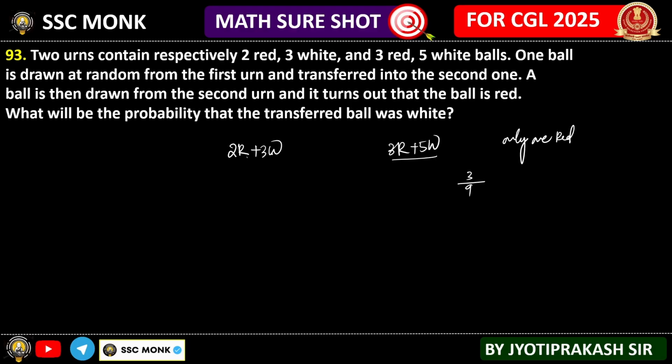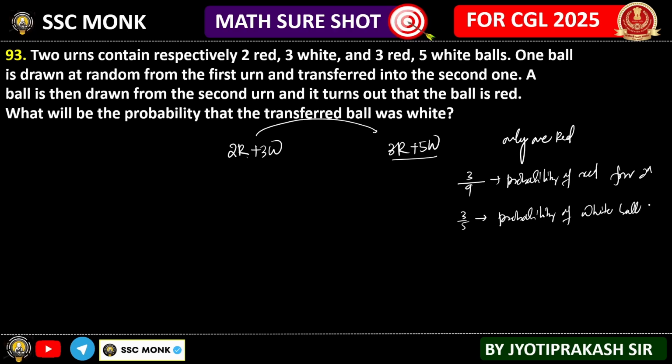Now when this one white ball is being transferred from this bag to this bag, what was the probability? This is the probability of red from the second bag. So here it will be 3 by 5, that is the probability of white ball transfer. Clear? Before I move, you need to understand this concept because most of you will get confused.